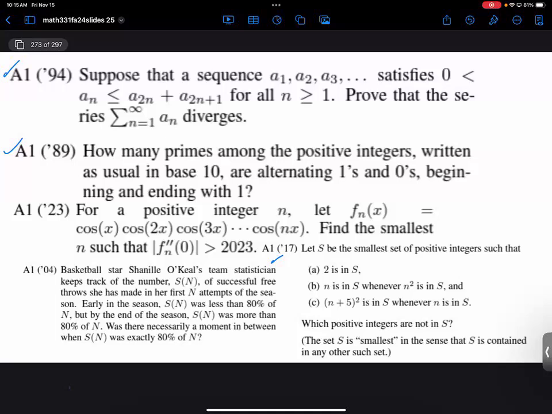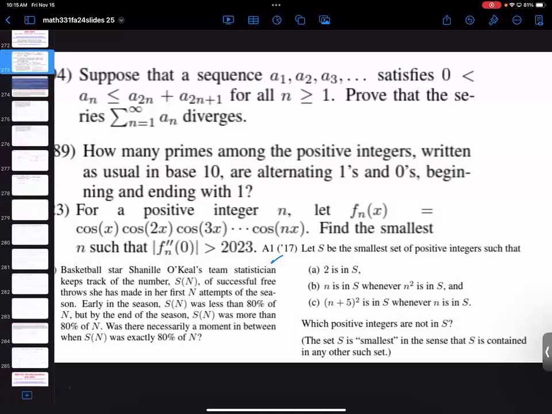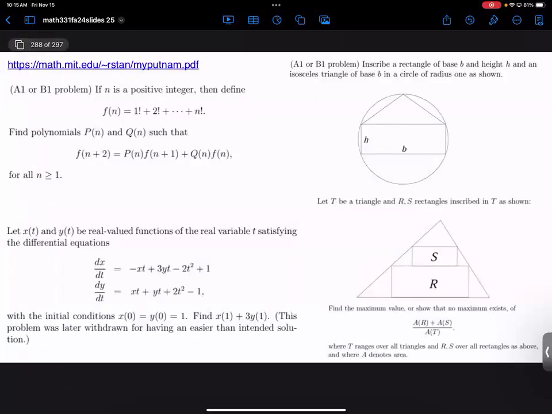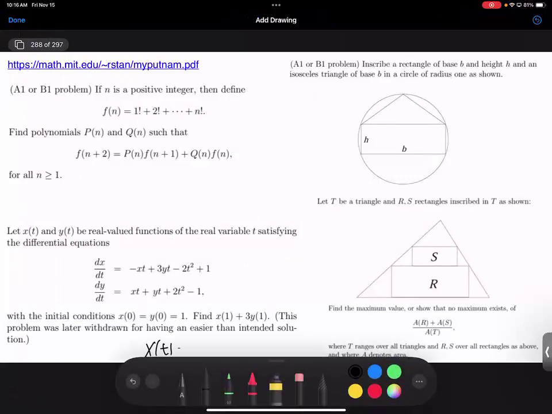That's how you should view a lot of these things: one way to do these problems might be to compute certain things, but they may not be needed. So when I see that this problem is later withdrawn, my first thought is there's probably a way to find just maybe x of 1 plus 3 y of 1, or if not that, to find maybe x of t plus 3 y of t without finding x and y.